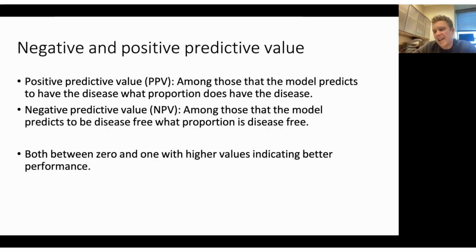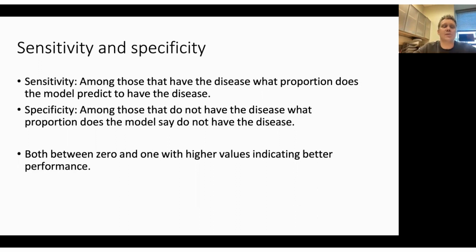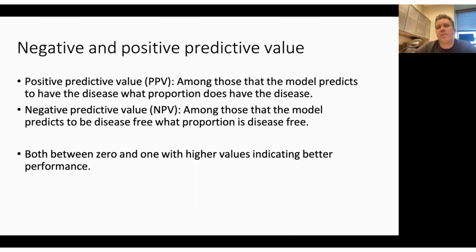And again, exactly the same sort of thing, we would want high positive predictive value, because that's basically saying within the people where the model predicts them to have the disease, most of them are actually diseased. And similarly for negative predictive value. So the same sort of conclusion as for sensitivity and specificity apply here. The key thing is, what are you conditioning on? Sensitivity and specificity condition on disease status. Negative and positive predictive value condition on the output or the class prediction of the model.